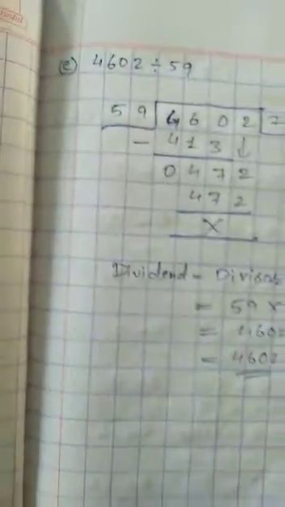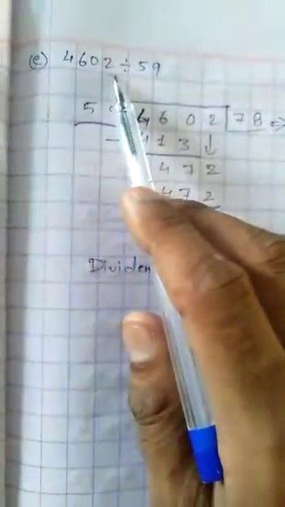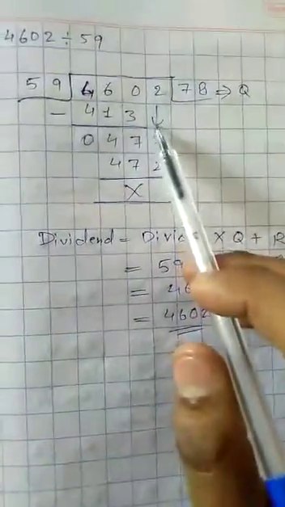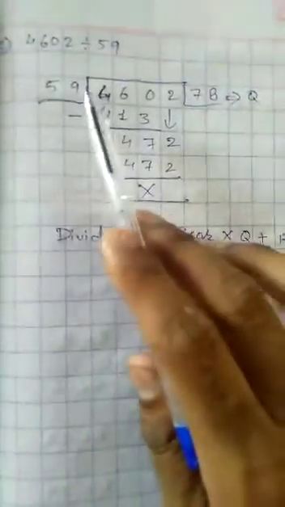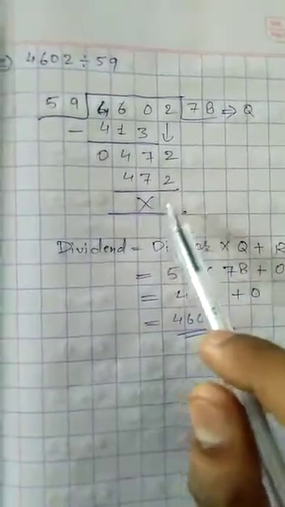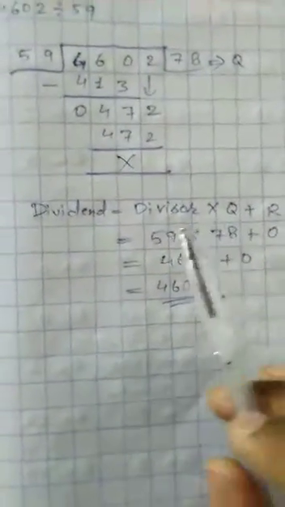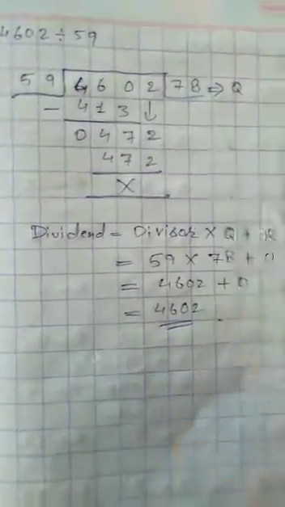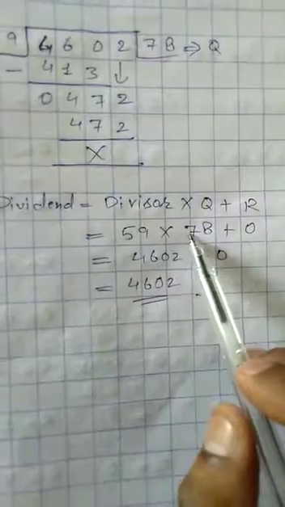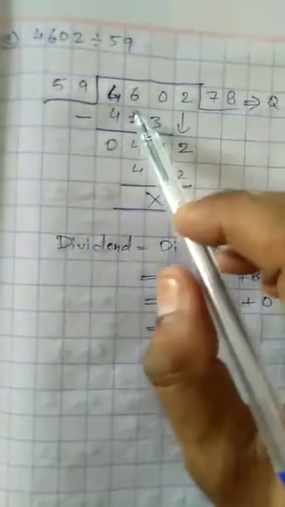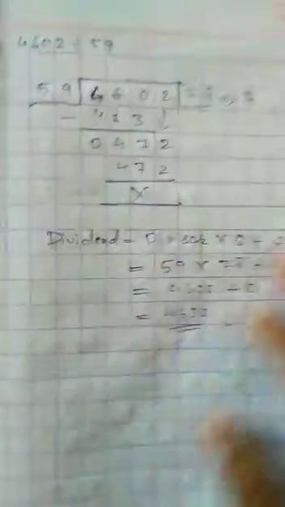Now question E, 4,602 divided by 59. When we divide 4,602 by 59, it will be 78 as the quotient and there will be no remainder. So we will multiply divisor and quotient. So 59 multiplied by 78, it will be 4,602 as dividend. So the answer will be correct.